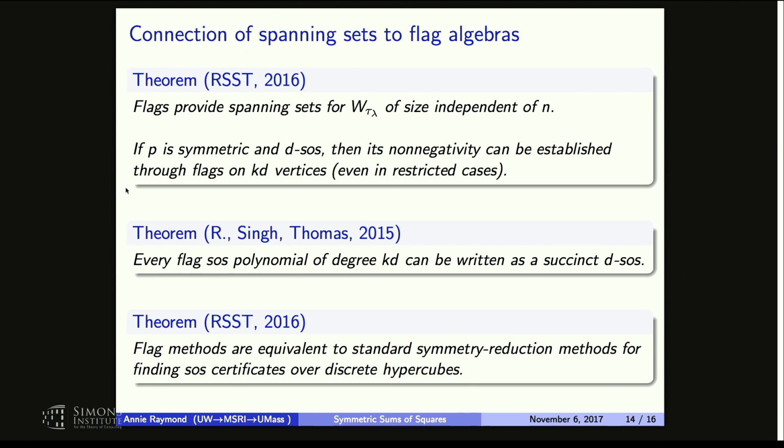And we had already shown that every flag sum of squares polynomial of degree kd can be written as a succinct DSOS. What this means is that flag methods are equivalent to standard symmetry reduction methods for finding sums of squares over the discrete hypercube. One might be a bit faster than the other, but they're going to be very close, is really what we're getting at. And so I think I will stop here. Thank you.